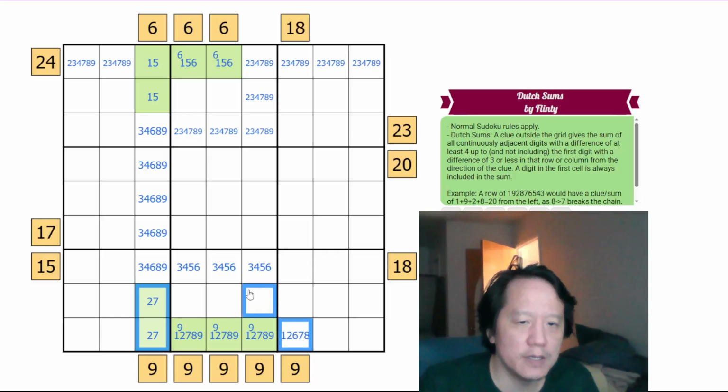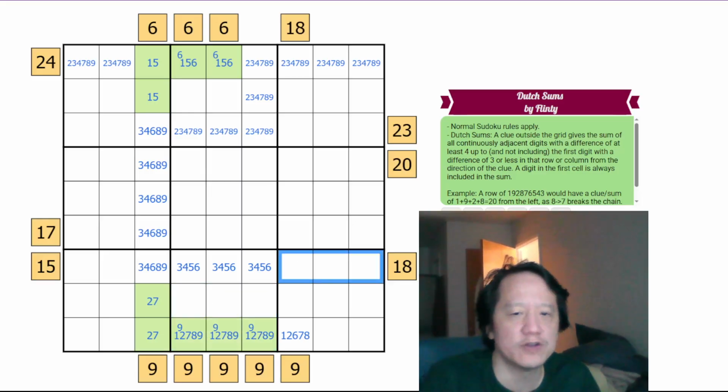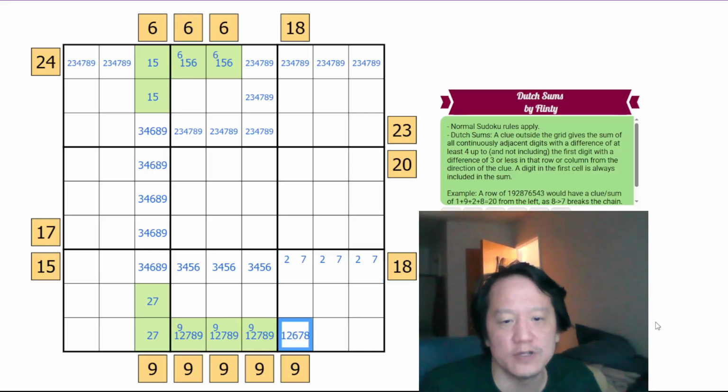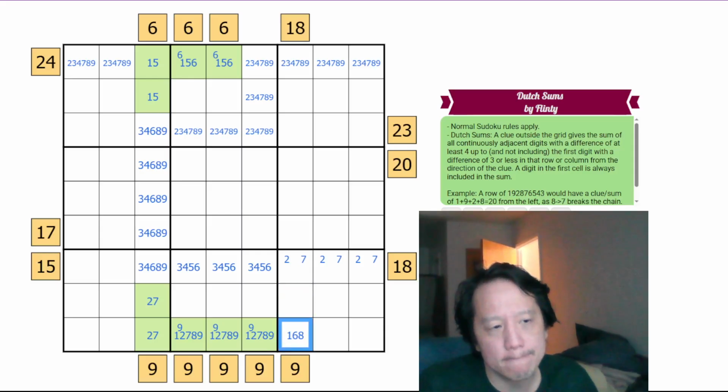So in row 7, where are the 2 and 7? They cannot be here because of the 2, 7 pair in the box. They can't be here because of the 2, 7 pair in the box. So 2 and 7 are guaranteed to be here, which eliminates 2 and 7 in the rest of the box here.